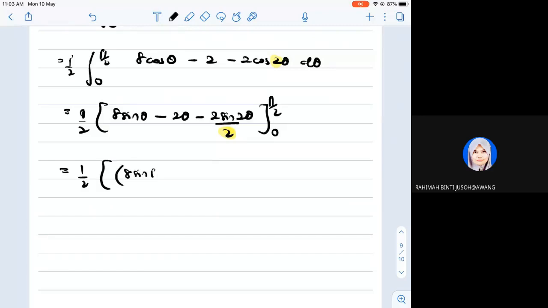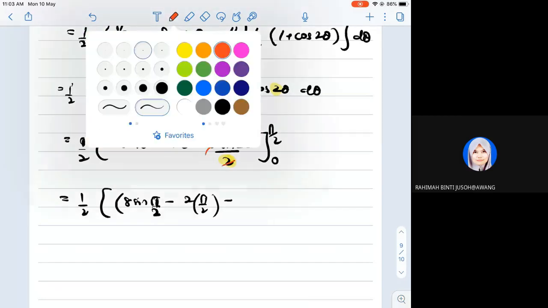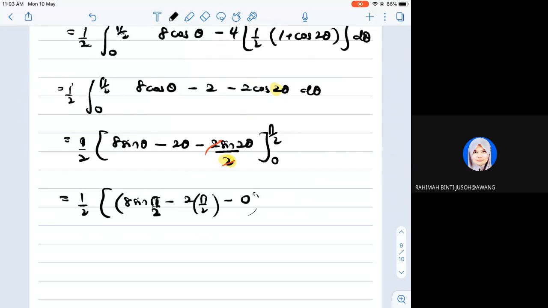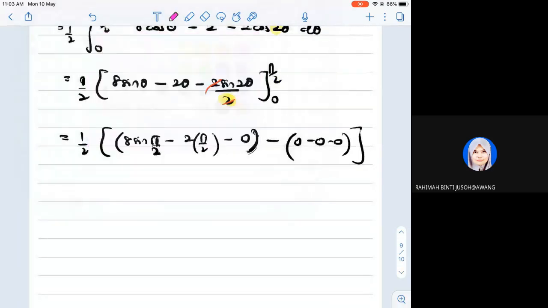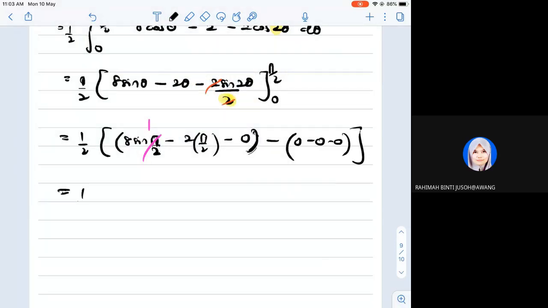Okay. So we have 1/2, 8 sin pi over 2 minus 2 times pi over 2, minus 2 sin pi. The 2 over 2 is cancelled. So sin 2 times pi over 2, sin pi is 0. Minus 0, zero. Okay, sin pi over 2 is equivalent to 1. So we will have 1 over 2, 8 minus pi, isn't it? So we will have 4 minus pi over 2.